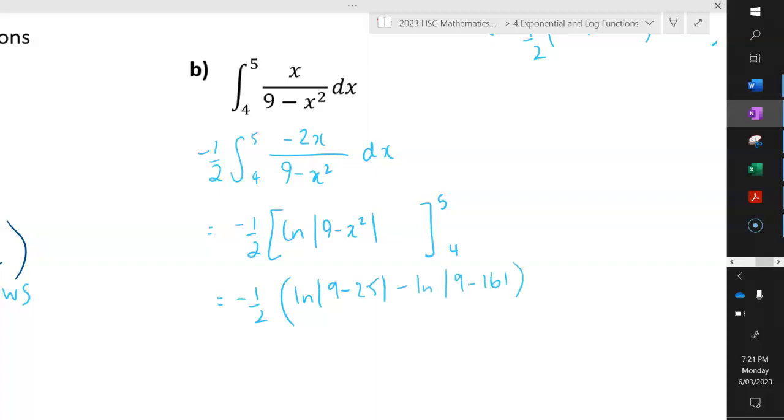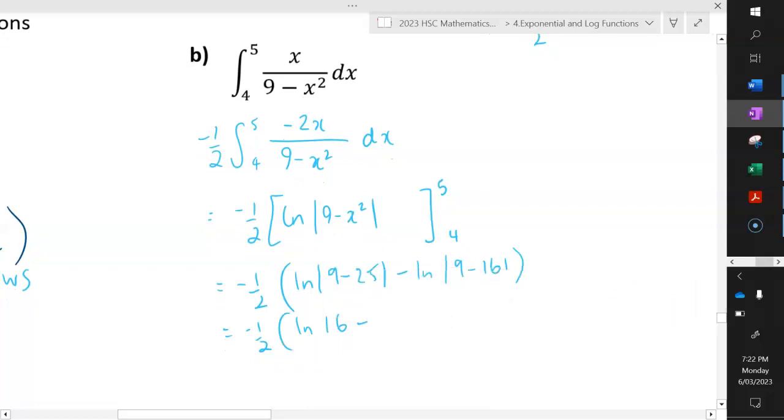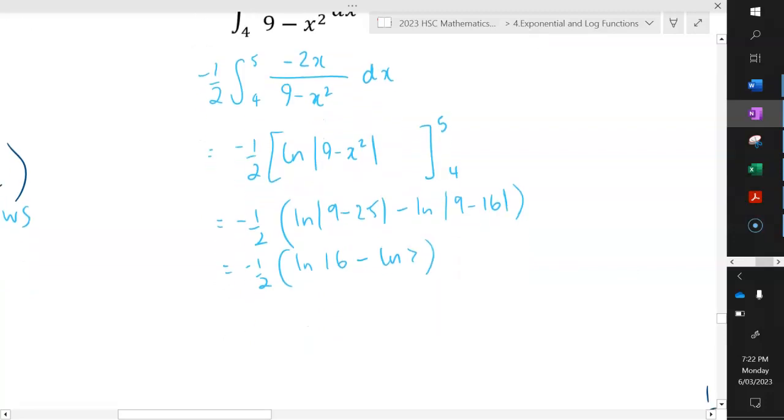which is a minus a half of log of 9 minus 25 is minus 16, so that gives us 16 because it's the absolute value, minus log of 9 minus 16, which is minus 7, but I'm taking the absolute value of that, so that is going to become 7. So my solution is going to end up as minus a half log of, I'm going to use my log laws, 16 over 7.